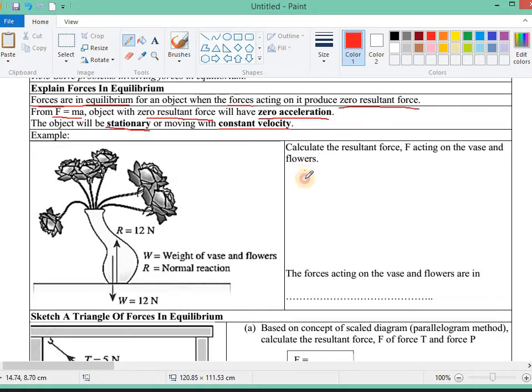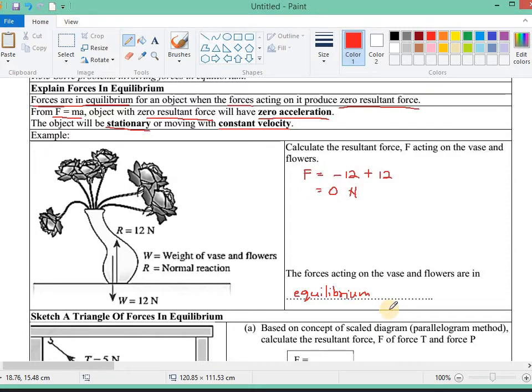Alright, so resultant force F equals the weight going downward, so we put negative 12, plus the normal reaction upwards, positive 12. So we get 0 Newton. Okay, we get 0 Newton. So forces acting on the vase and flowers are in equilibrium. Okay?